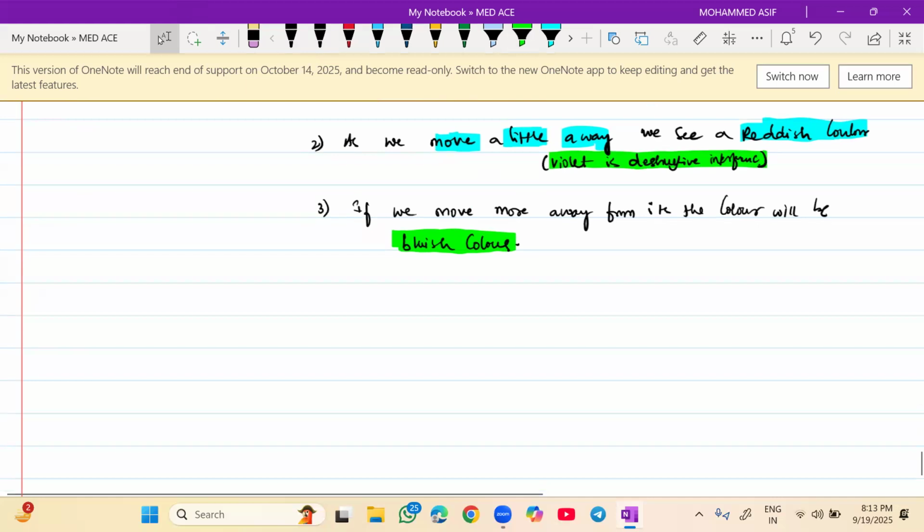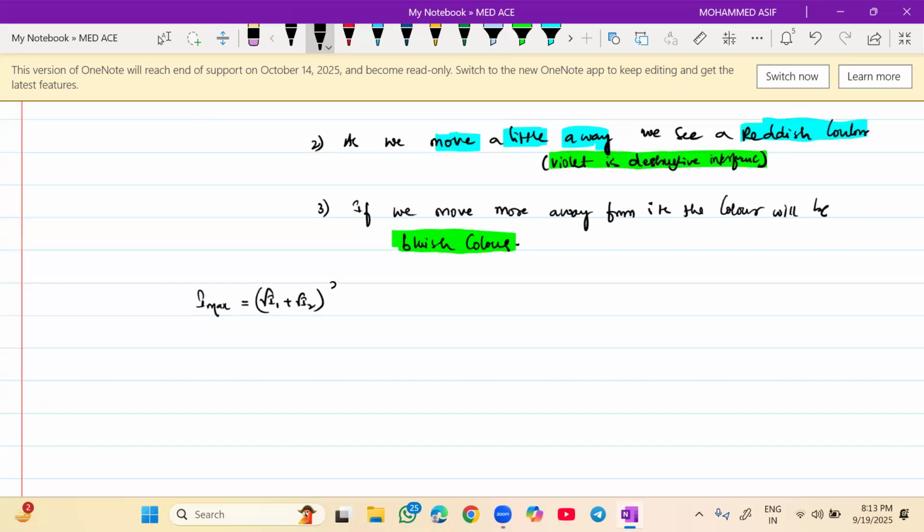Yes, sir. Now tell me, what is the maximum intensity formula? What is the Imax formula? Imax equals (root of I1 plus root of I2) whole square. And what is the I minima formula? I minima equals (root of I1 minus root of I2) whole square.